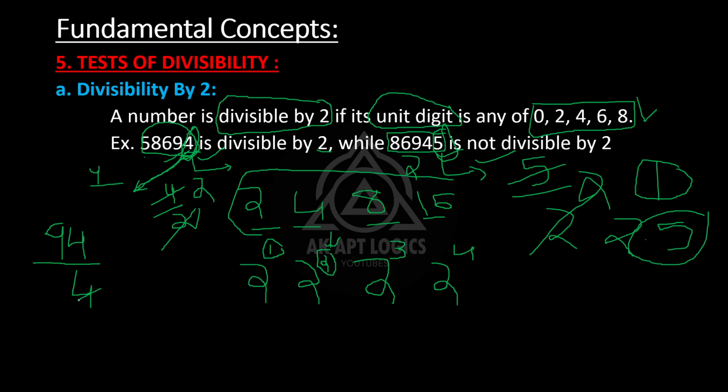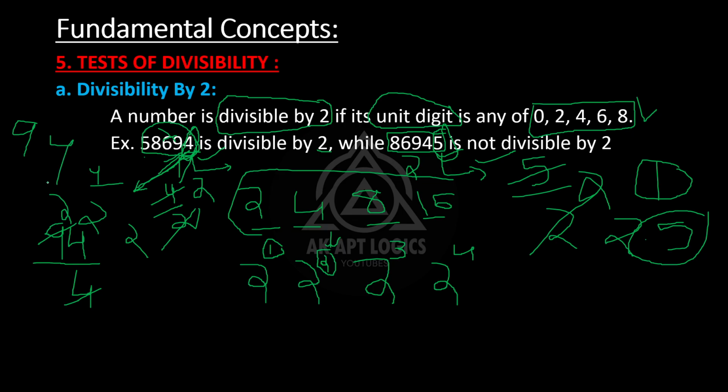4 twos are 8, and 1 is left, 4 twos are 8, and the remainder will be 2, right? It means this number is not divisible by 4. This way we are able to say. What I want to convey to you is, for 2 we are going to take only the ones digit, for 4 we are going to take the tens and ones combinedly.